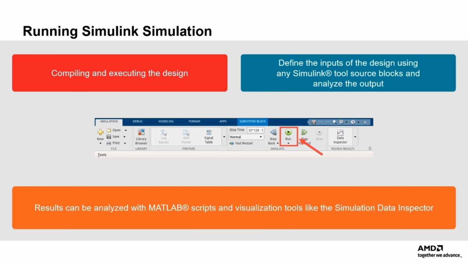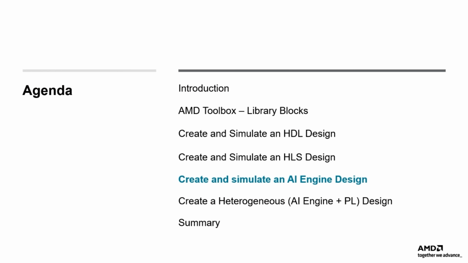Simulation involves compiling a design and checking for any design rule violations, then executing the design to produce the outputs. The HLS design Simulink model defines what data to input at the start of simulation and defines what data to capture during simulation. After the simulation is completed, you can analyze any log data with MATLAB scripts and visualization tools like the Simulation Data Inspector within the MathWorks environment. Now let's look at creating and simulating an AI engine design.